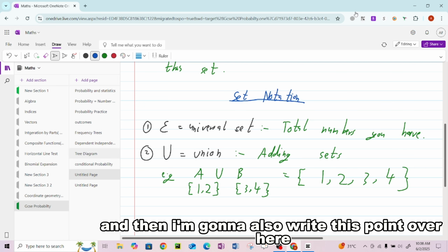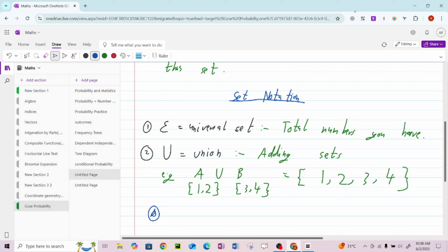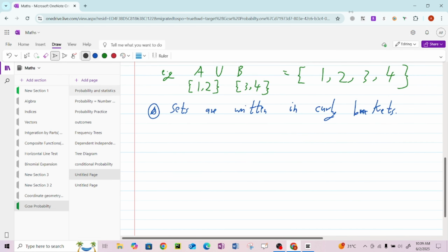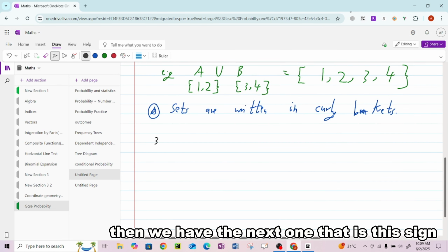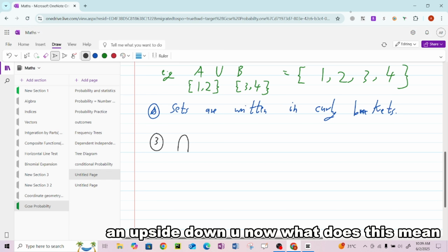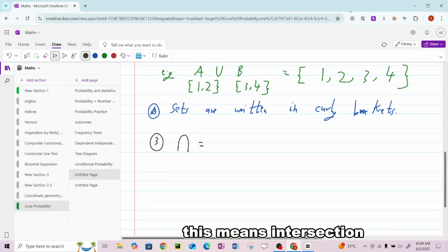And then I'm going to also write this point over here. Sets are written in curly brackets. Okay. Then you have the next one, that is this sign, an upside down U. Now what does this mean? This means intersection.